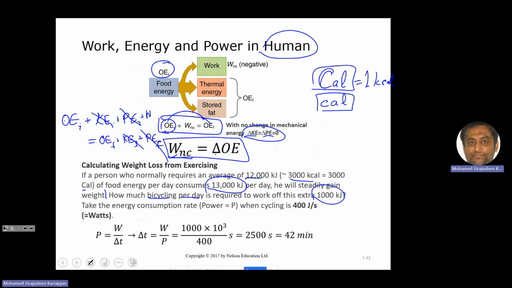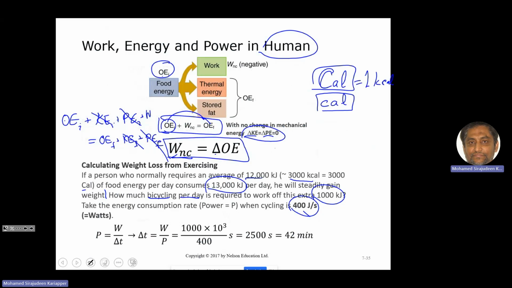And if, this is in the table, suppose by doing bicycling at a certain rate, he can lose energy at this rate, 400 joule per second. Suppose if you are walking slowly, maybe it will be less, I don't know. It's just a typical value, standard value from a table. So if you are bicycling, every second you will lose 400 joule. It is given to you.